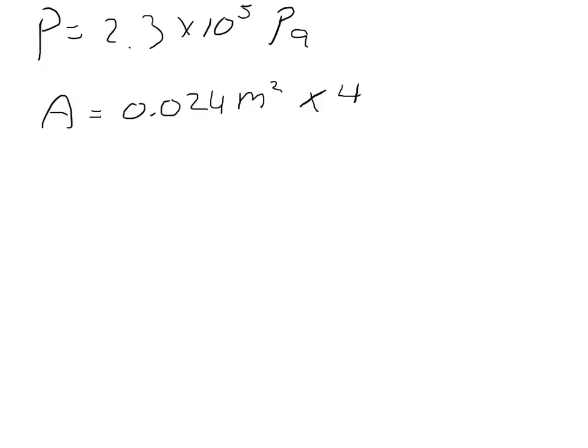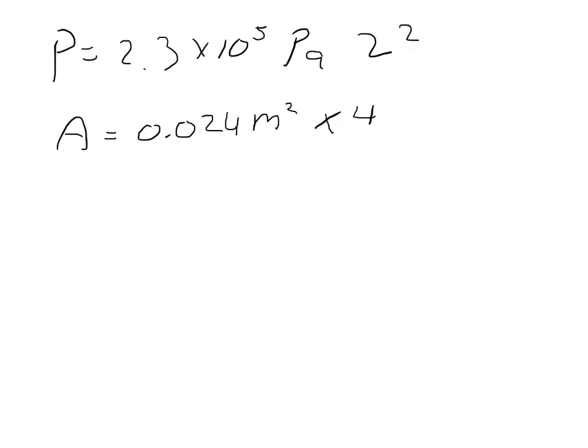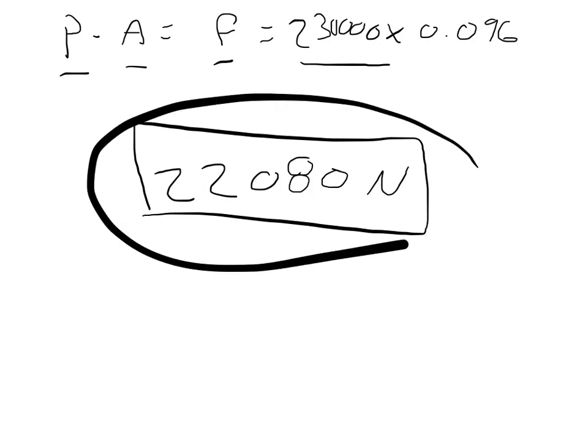We're given the pressure is 2.3 times 10 to the 5th pascals, which is equal to 230,000 pascals, and it gives us the area of each individual tire. So we have to multiply that by 4 because we have 4 tires touching the ground. We want the total surface area touching the ground for all 4 of these tires. So we can plug all of those numbers into our equation, which is pressure times area equals force. So we have 230,000 times the 4 tires' area, 0.096 square meters, and then we get our answer: 22,080 newtons.